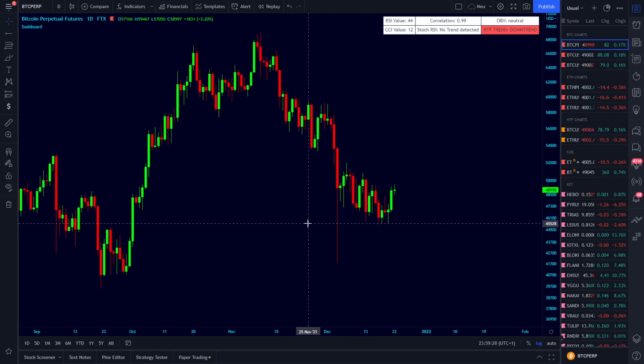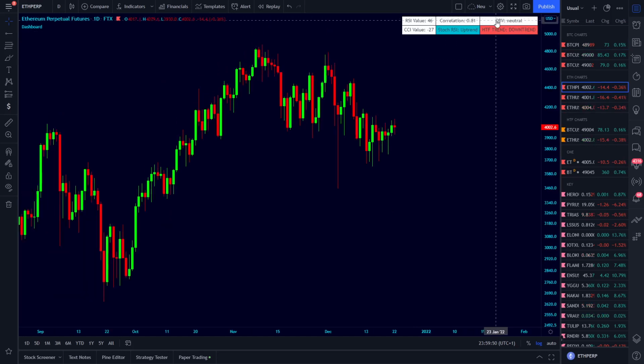You just shouldn't forget that if you leave your Bitcoin short or long, whatever you're into, you should also leave your trade on the other asset. As you can see here, now we've got a no trend detected, for example.